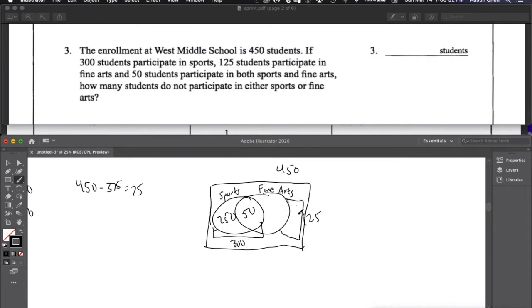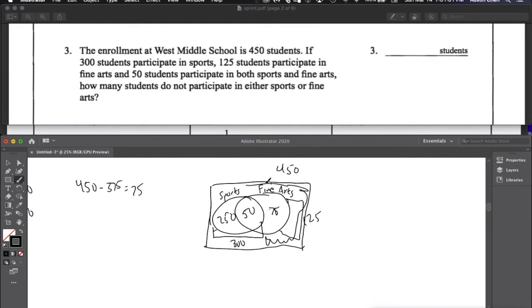And then we can also do this with the fine arts bubble. It said that 125 is in the whole fine arts, and 50 is in this region. So then this region must be 75. Okay, and then we want to know how many students do not participate in either sports or fine arts. So this would be the region outside of both the bubbles. It would be this border region right here, right?